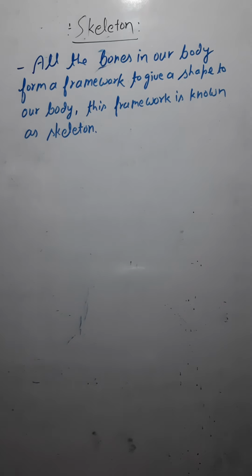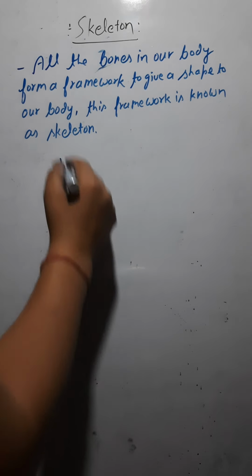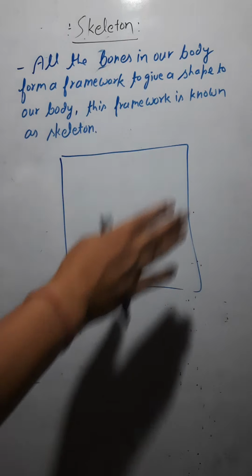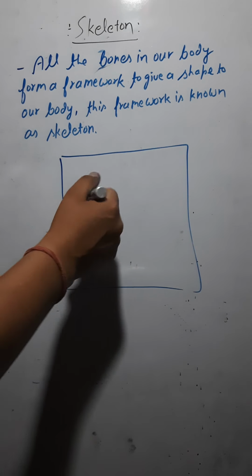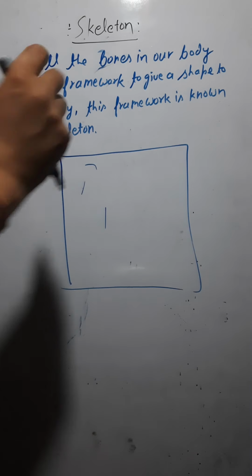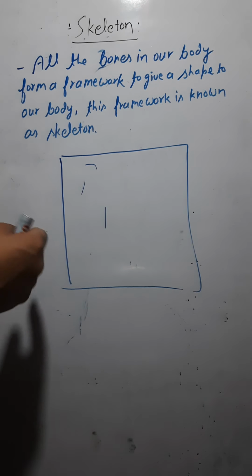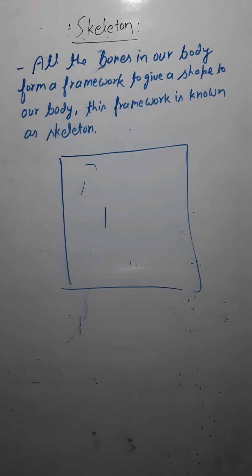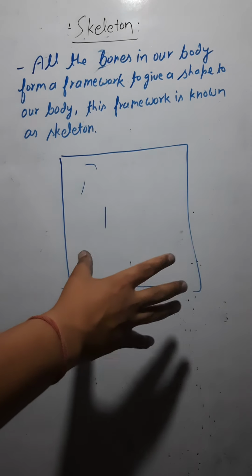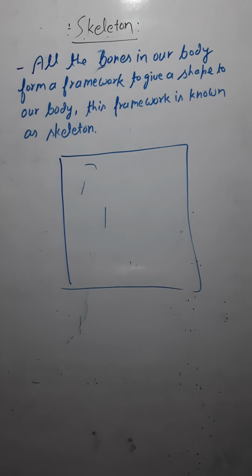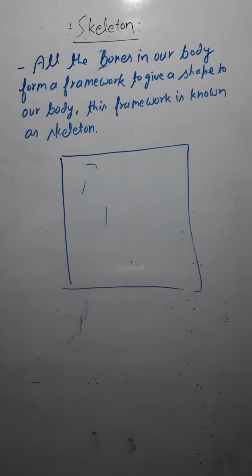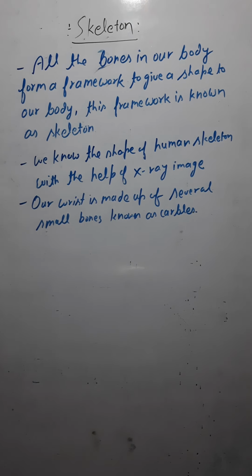So with the help of x-rays you get the framework of the bones. In the x-ray images you would find the bones. With the help of the x-ray image, the doctor finds where the injuries are in your body. So we can know the shape of the human skeleton with the help of the x-ray image. Let me write this also: we know the shape of the human skeleton with the help of x-ray images, and doctors also use the x-ray image for finding out injuries in your body.